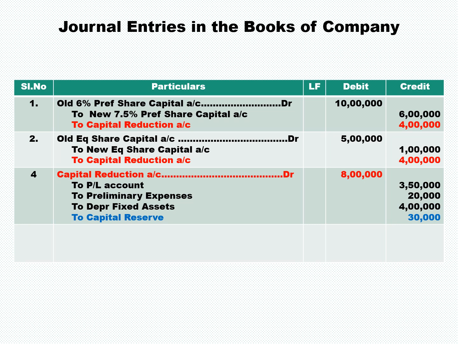Then total profit made from reducing the liability is 8 lakh. Used to write off PL account 3.5 lakh, used to write off preliminary expenses 20,000 and depreciation on fixed assets called overvaluation 4 lakh, and remaining 30,000 is carried forward to capital reserve.